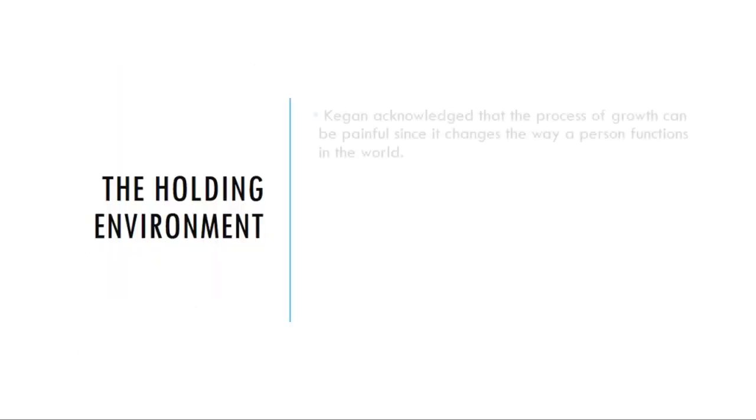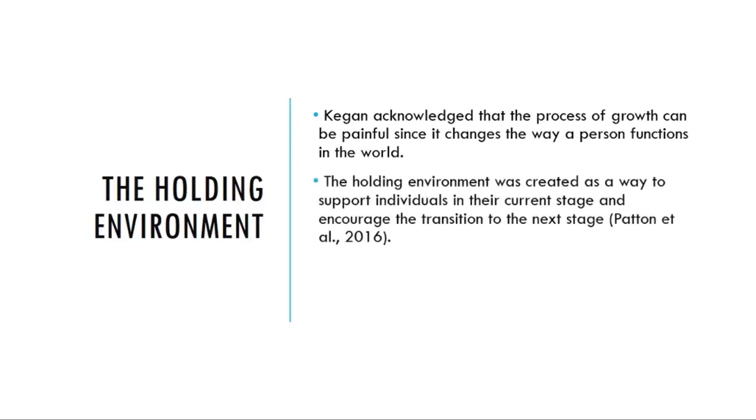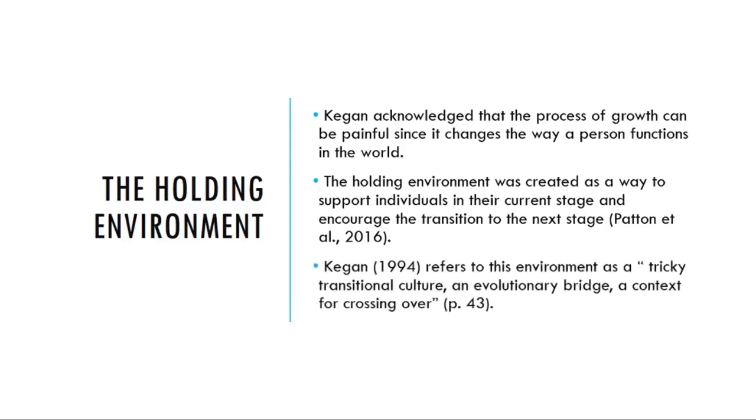Now for the holding environment. Kegan acknowledged that the process of growth can be painful since it changes the way a person functions in the world. The holding environment was created as a way to support these individuals in their current stage and encourage the transition to the next stage. Kegan refers to this environment as a tricky transitional culture, an evolutionary bridge, a context for crossing over. Keeping this all in mind, let's move on to the orders.